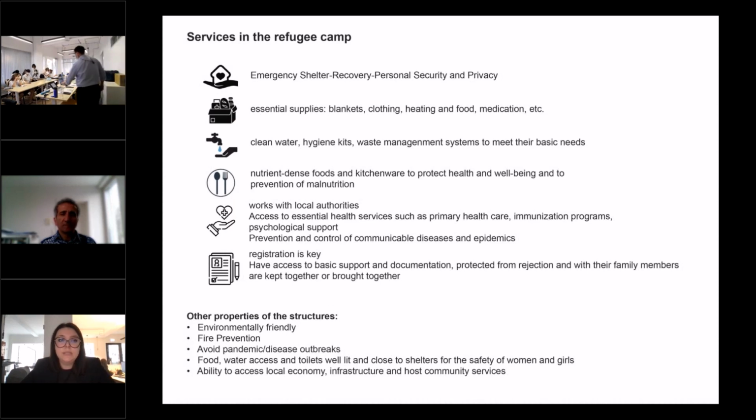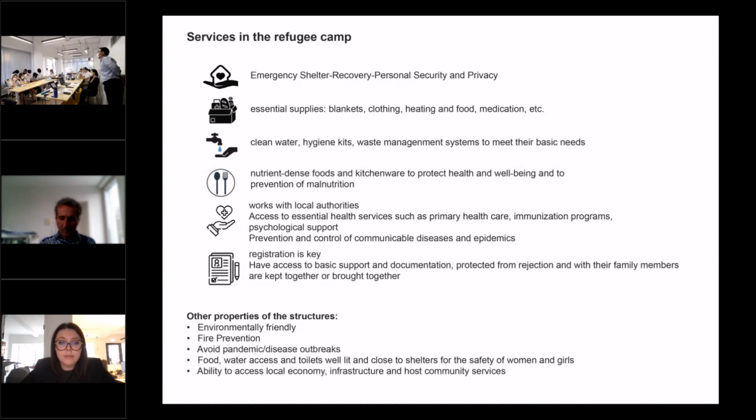What the services in a refugee camp should be: the first one is the emergency shelter. When you arrive there, somebody can send you in the further direction, and there is also personal security and privacy. You also get the essential supplies such as blankets, clothing, heating, food, and medication. You get clean water and hygiene kits, food, and kitchenware.